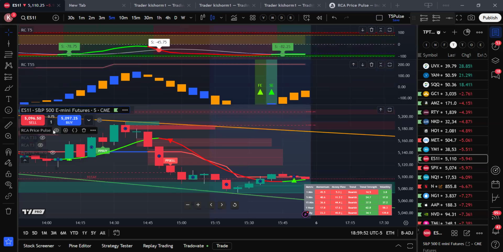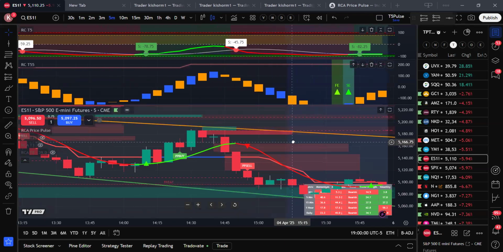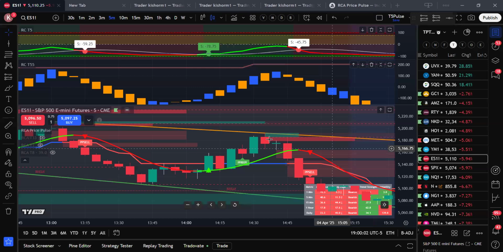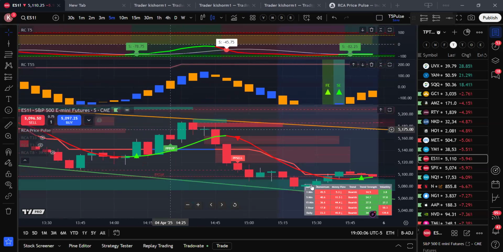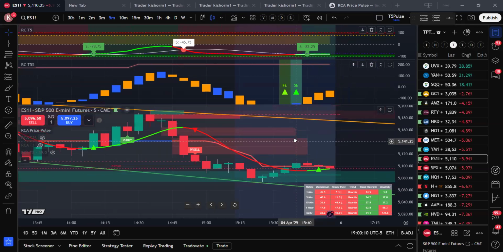That's why we are watching the 1, 5, 15 in the table. If the 1, 5, 15 are bearish, then you only look for the sell signals. So yeah, I think this will help you. And when we do the live trades, you will understand much better.